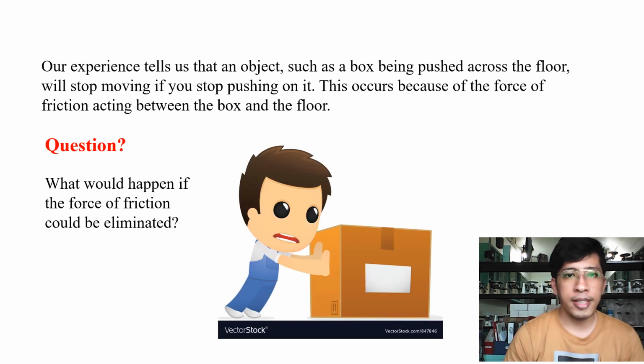Our experience tells us that an object, such as a box being pushed across the floor, will stop moving if you stop pushing on it. This occurs because of the force of friction acting between the box and the floor. The friction resists the motion of the box. Now, what would happen if the force of friction could be eliminated? Let's say we make the floor frictionless.